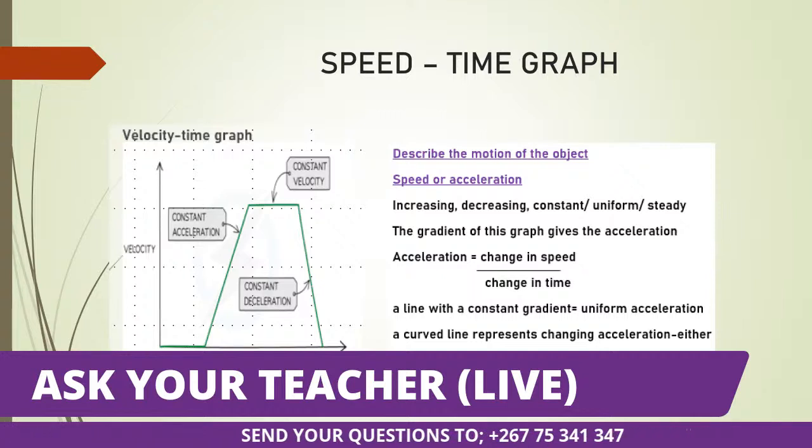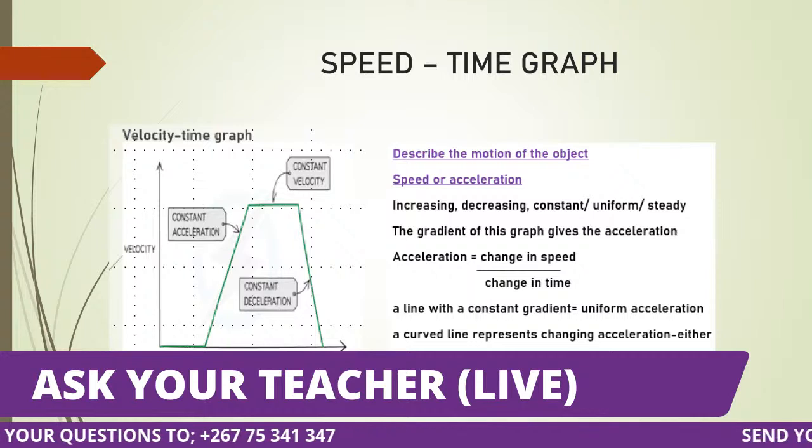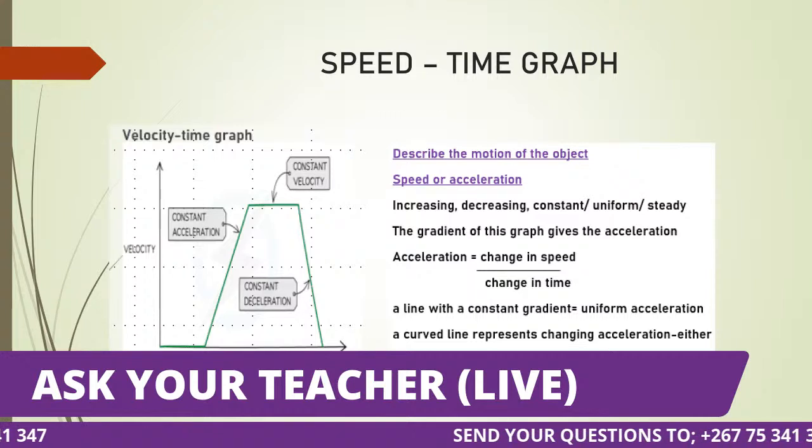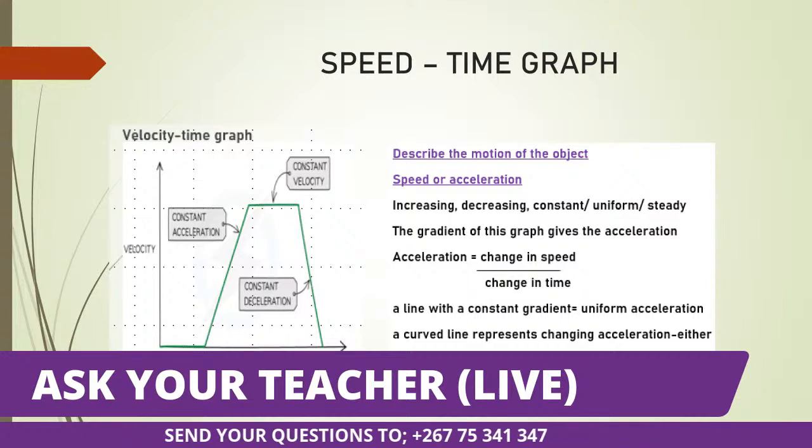Then a curved line represents changing acceleration. It can curve upwards, it can curve downwards, as we see later on. And when it is curving, we are saying the acceleration is changing. It's either increasing or decreasing.